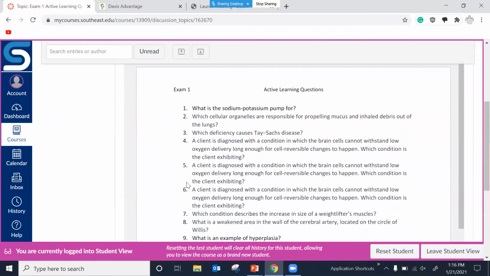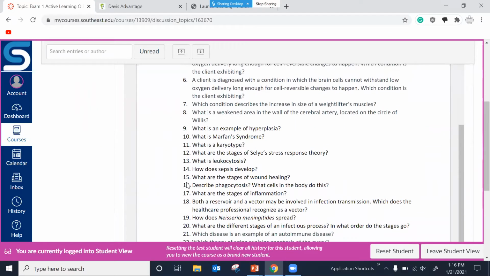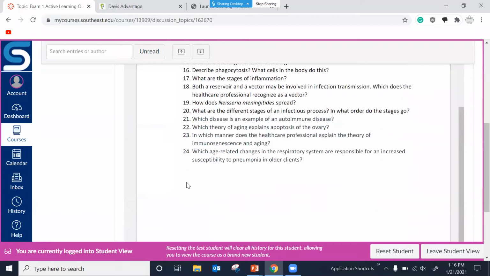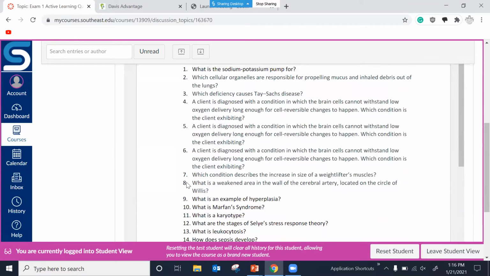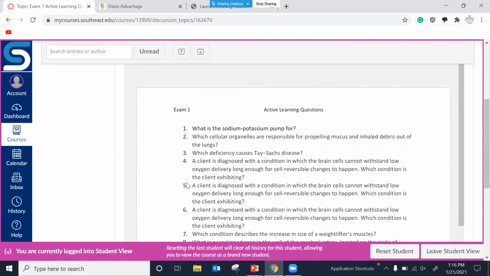But basically there's about 20 questions on here. And I would highly recommend that what I would probably do is just save this and just type right in here or print it out and answer each of those questions prior to the exam. I guess the Zoom is in the way here. So question number 1, what is the sodium potassium pump for?